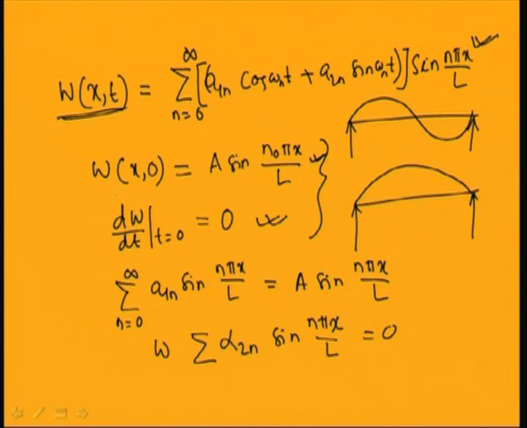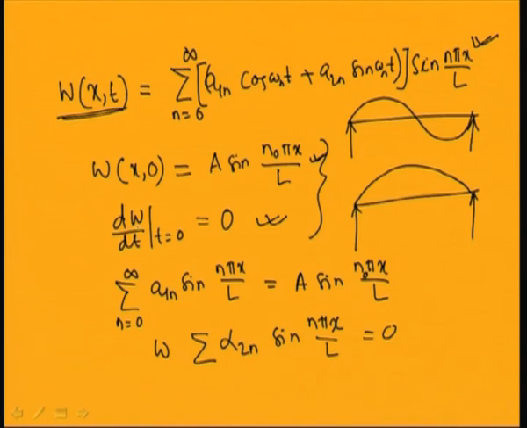So, W(x,0) equal to A sin(n pi x/L). Substituting t equal to 0, the A2n term becomes 0, and this becomes A1n only. So, this is the summation of A1n sin(n pi x/L). This is the initial condition, that is A sin(n0 pi x/L).